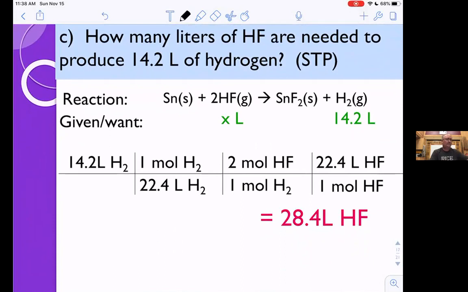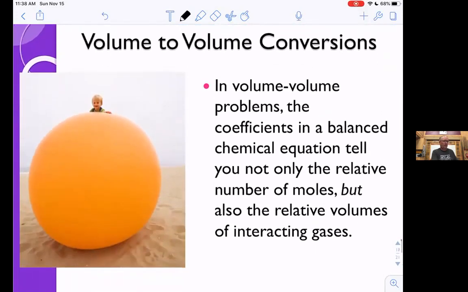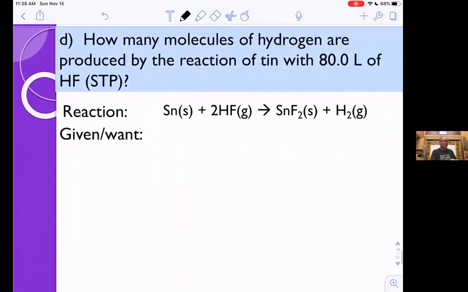I'll take care of C. So just one more. We already did a volume equation. Let's just go do one last one where we've got 80 liters produced. Okay. So again, you could pause and try this one. I'll go ahead and work through it. Hit pause, come back to me.